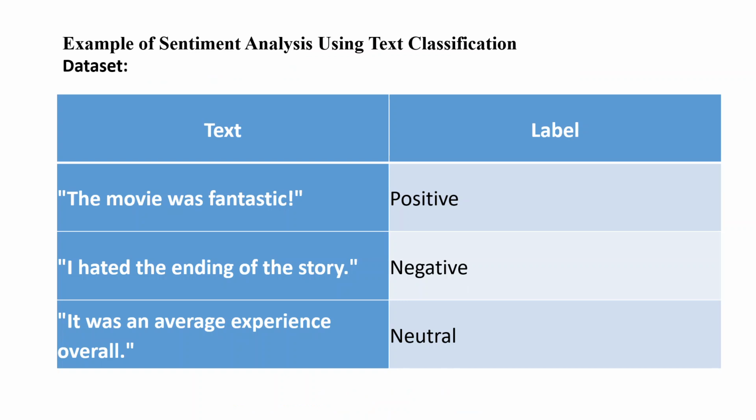So, an example of sentiment analysis using text classification: we just saw a positive comment in the initial slide. Now let us see, for positive, negative and neutral, what is the role of text classification in providing the label under sentiment analysis. If the user provides the comment "the movie was fantastic," it represents a positive comment, therefore text classification will provide the label positive. "I hated the ending of the story" represents a negative comment, therefore text classification provides negative as the label. "It is an average experience" represents neither positive nor negative, it represents neutral sentiment. That's why text classification assigns the label neutral.